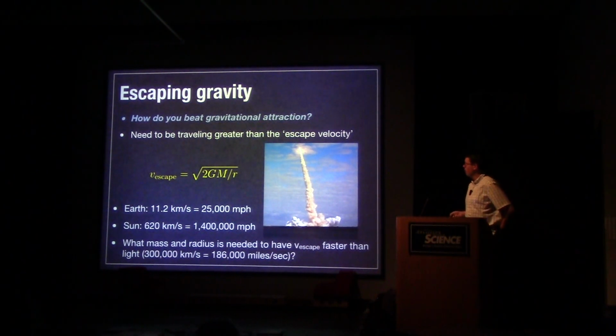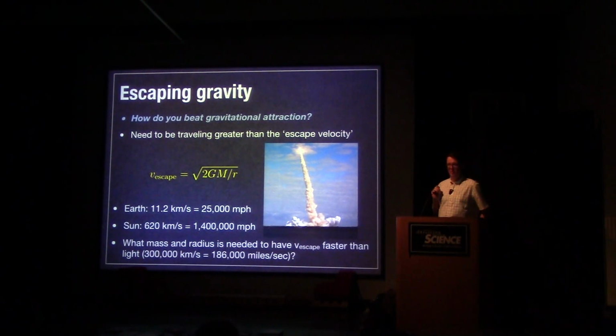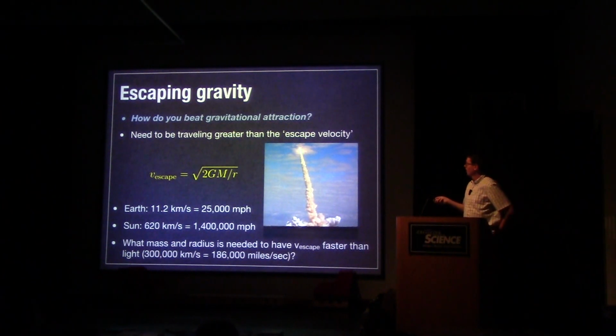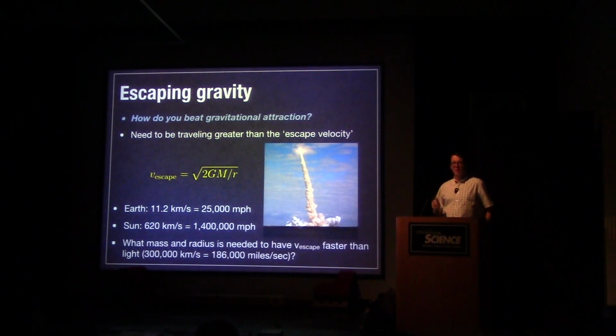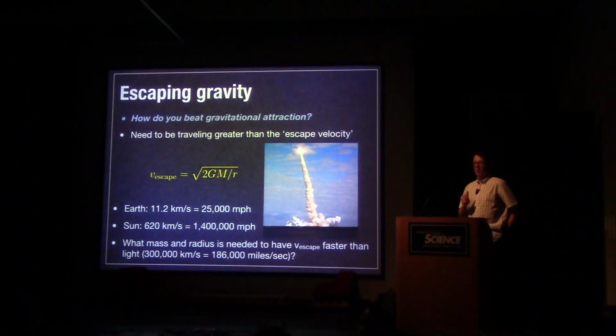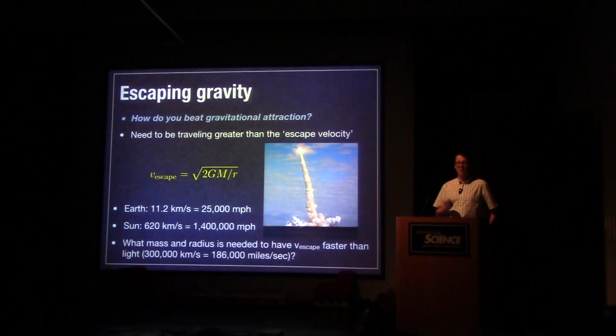And the escape velocity for an object is the one and only equation I have in the entire talk. It depends on the mass of the object, m, Newton's gravitational constant, and then the radius of the object. So, the more massive the object, the higher the escape velocity, and the smaller the object, the higher the escape velocity. So, high mass objects that are very small are going to have a high escape velocity.